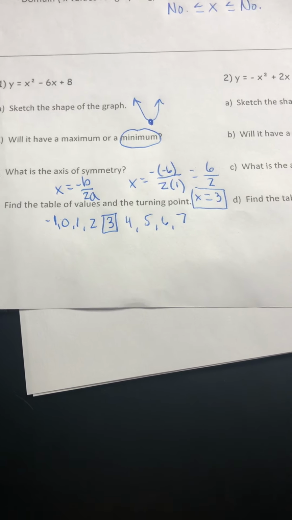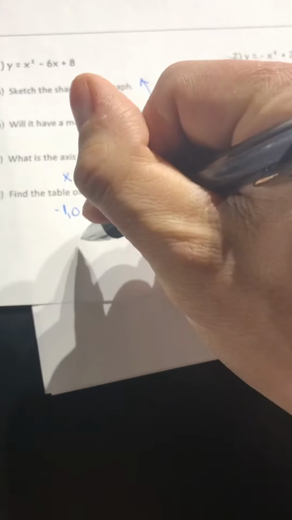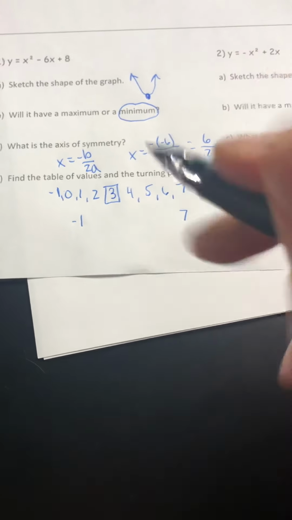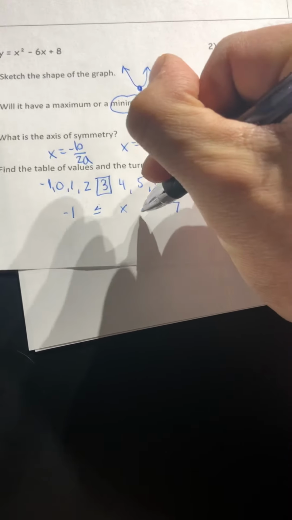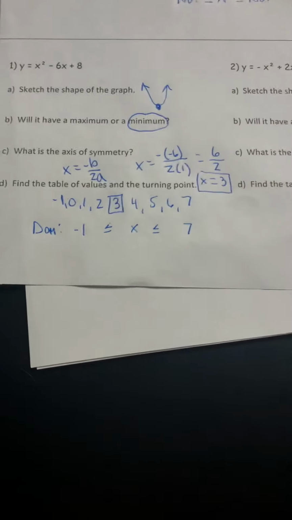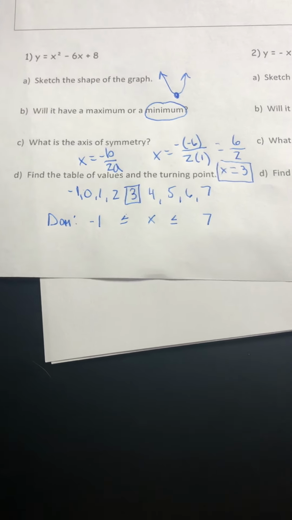Now to write this, we're going to take our smallest value. Our smallest value is negative 1. And our largest value that we're going to use is 7. We then put an x in the middle, and we want this to be less than or equal to on either side. So that right there is our domain. So again, the domain is the x values. All right, this comes from a table.